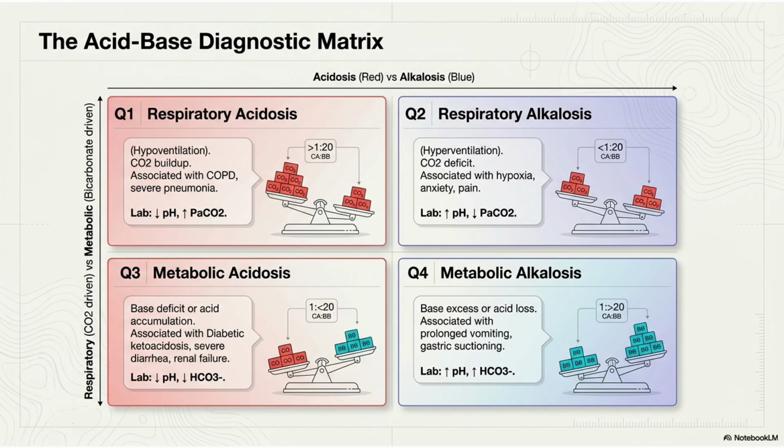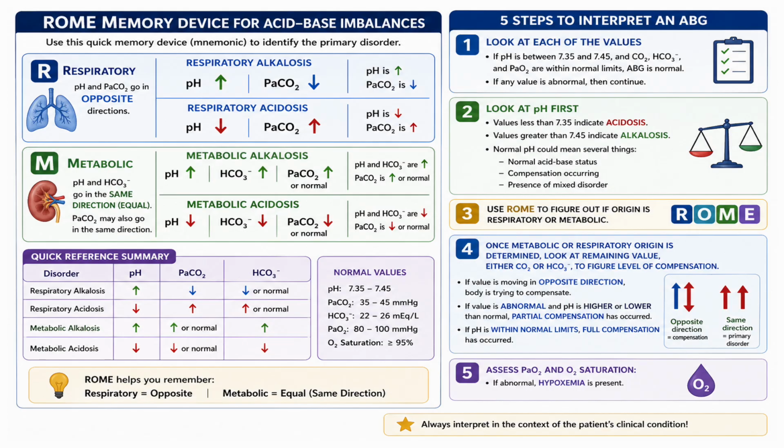So, respiratory alkalosis, pH is high, okay? So we know it's alkalosis and CO2 is low. So then we know it's respiratory alkalosis because pH is high and CO2 is low. Metabolic alkalosis, pH is high and CO2 is normal because your body is trying to compensate. Okay, let's talk more about this.